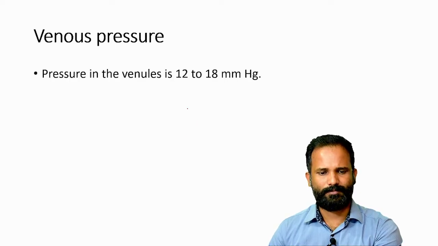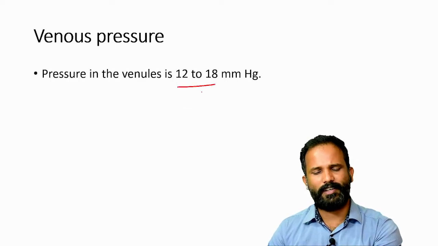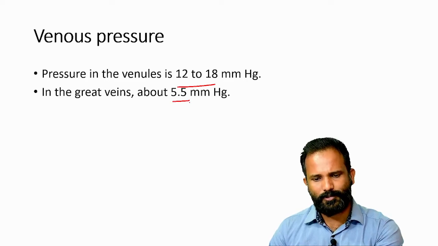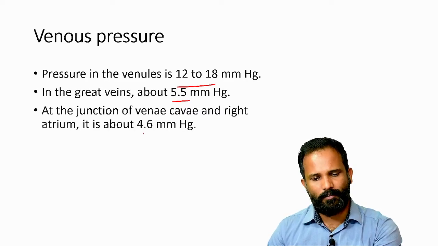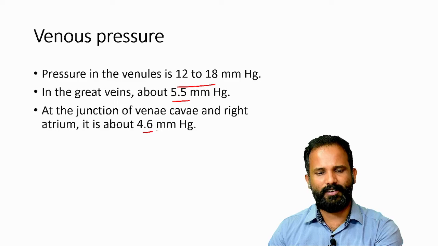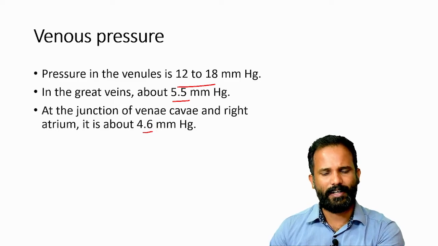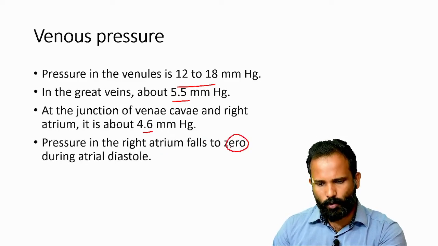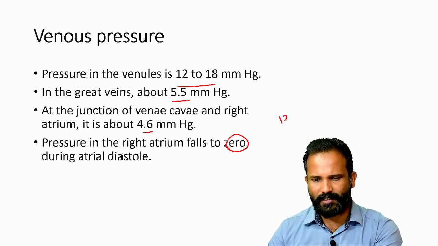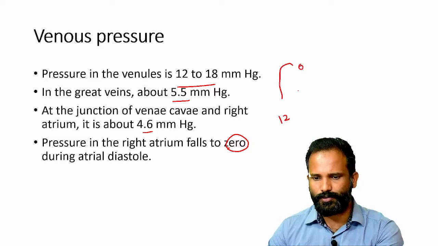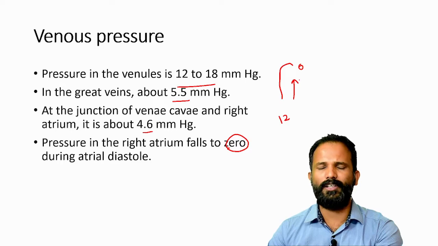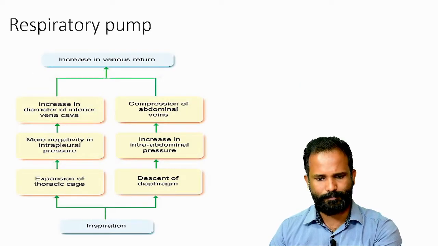Venous pressure. Pressure in the venules is 12 to 18 mmHg. When it comes to the great veins, 5.5. At the junction of the vena cava and right atrium, 4.6 and almost 0. So the pressure gradient of 12 to 0 is favoring the movement of blood towards the atria.